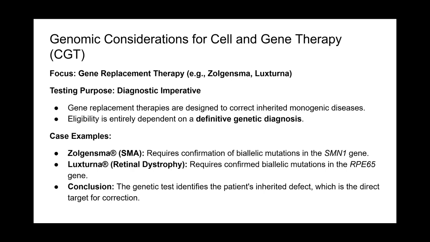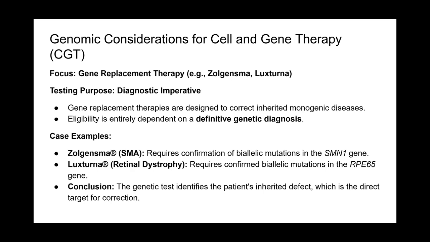Zolgensma, onasemnogene abeparvovec, is an approved gene therapy for spinal muscular atrophy, SMA. Its use is limited to patients with a confirmed diagnosis of SMA caused by biallelic, i.e., on both chromosomes, mutations in the SMN1 gene. Luxturna, voretigene neparvovec, is approved for a rare form of inherited retinal dystrophy. It is indicated only for patients with confirmed biallelic mutations in the RPE65 gene.